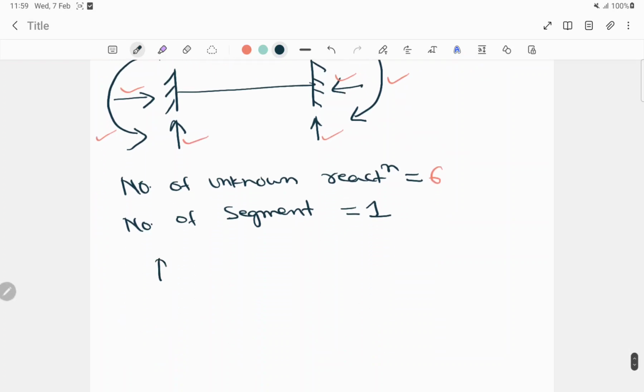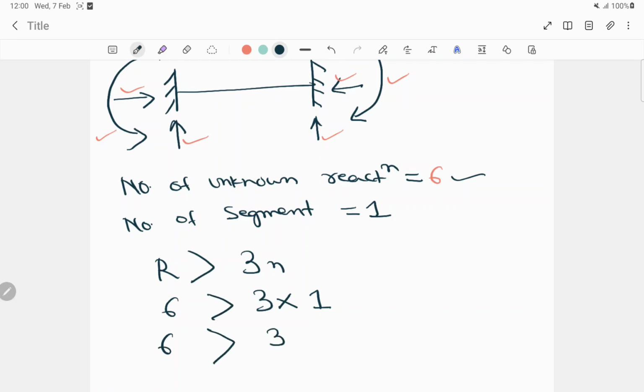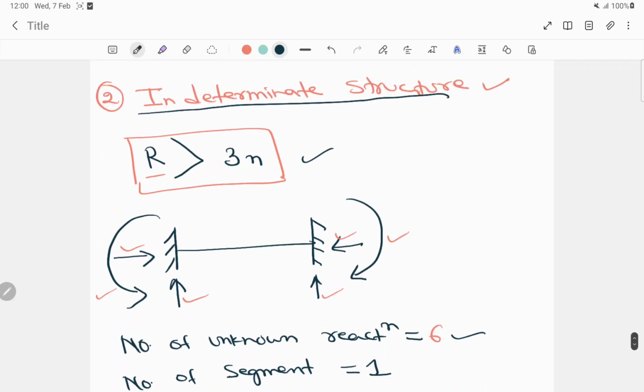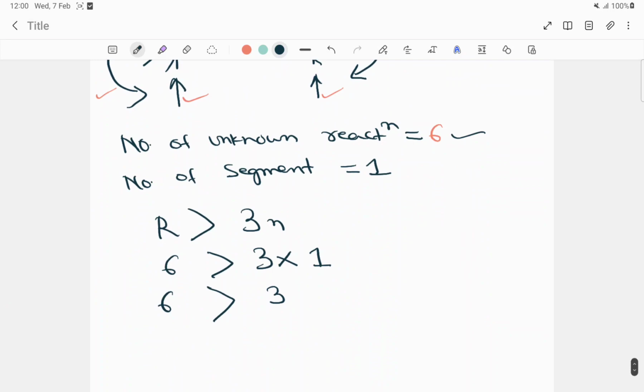So R should be greater than 3n. We know the value of R here, that is 6, and 3 into n is what? 3 into 1. So see here, 6 and 3, so 6 is greater than 3, right? So it satisfies this formula. So those cases come under indeterminate structure.